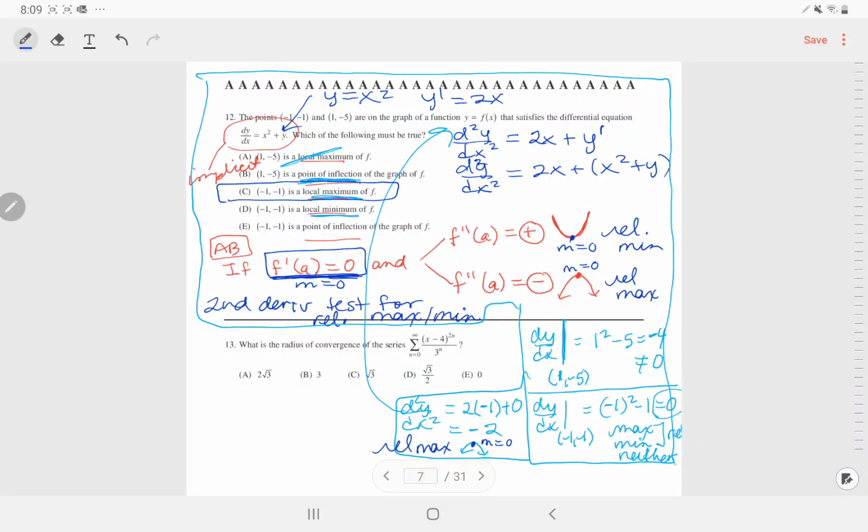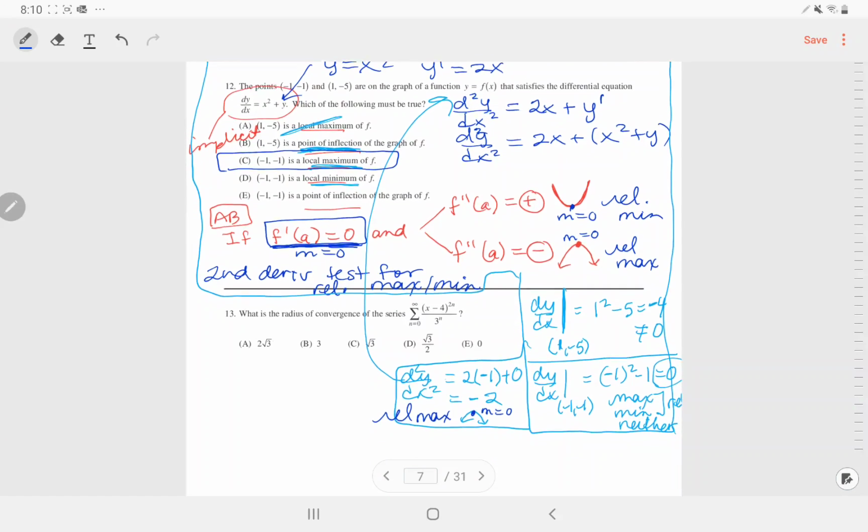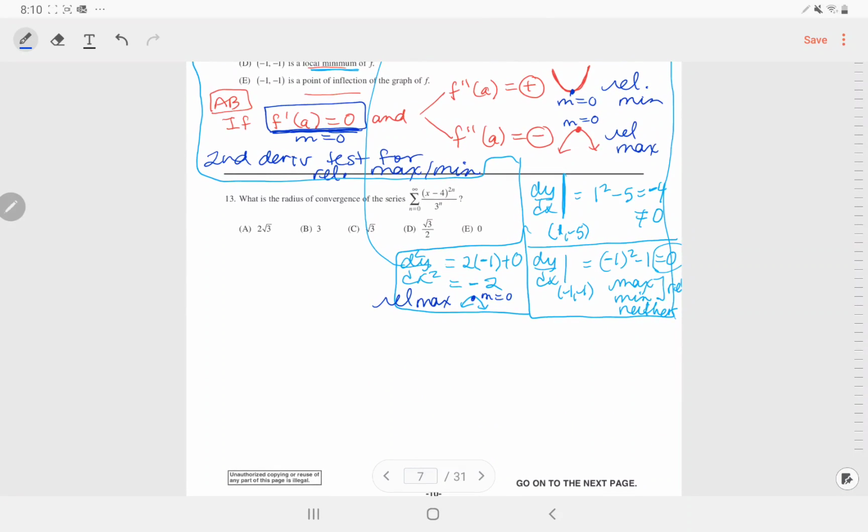So 12. Yeah, that was a hard one. Okay, so that is 12. Let's do 13. Okay, 13, which I don't have a lot of space for. I think I have enough space. What is the radius of convergence? Okay, so this is not on the 2020 test. But that doesn't mean that you don't need to know how to do it.